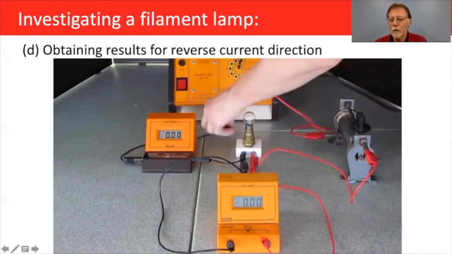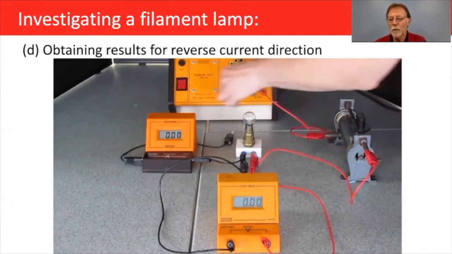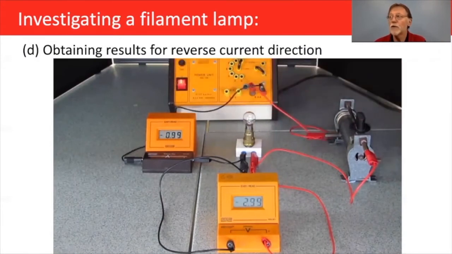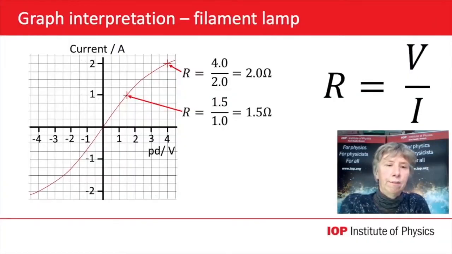If your exam board requires students to know about and plot graphs for current in the reverse direction, the easiest way to achieve these results is by reversing connections to the power supply. An example of a correctly drawn graph is shown. For students to interpret this, they need to be clear about some of the key features that the graph is showing. First of all, that the graph does actually go through the origin, so therefore there is a zero current when the potential difference is 0.